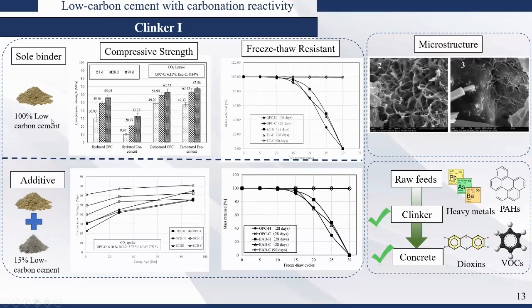And these are the results. For clinker 1, we successfully synthesized this clinker with C2S and CE. And we have 2 different directions of using it. First of all, we use it as a sole binder. So we use that cement at 100% to replace OPC.